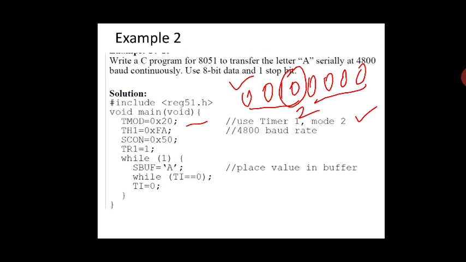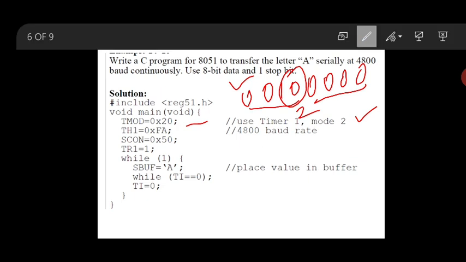Now SCON 50. SCON is always 50 here, so you need not change it, because this SCON register was discussed in the previous class. It is also 8-bit. It is indicated with mode 1, to indicate that the data you are transmitting is included with a start bit and a stop bit, a total of 10 bits.